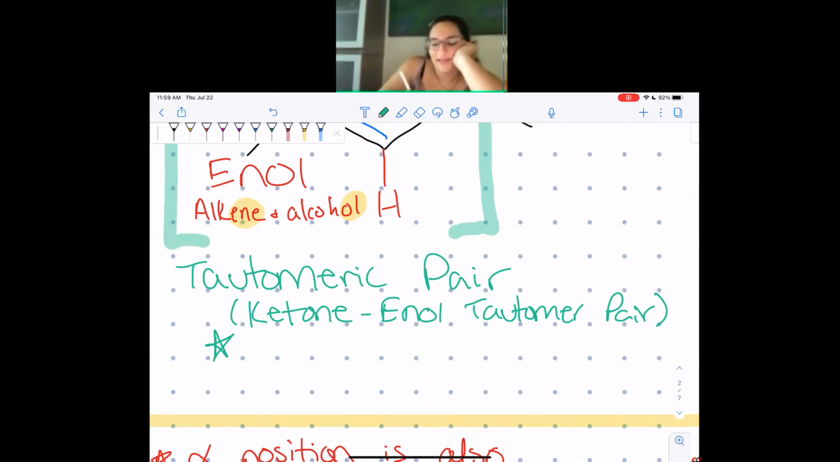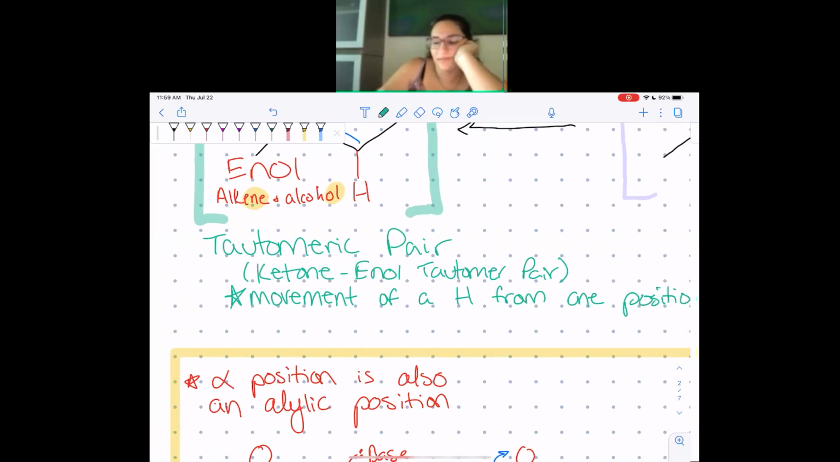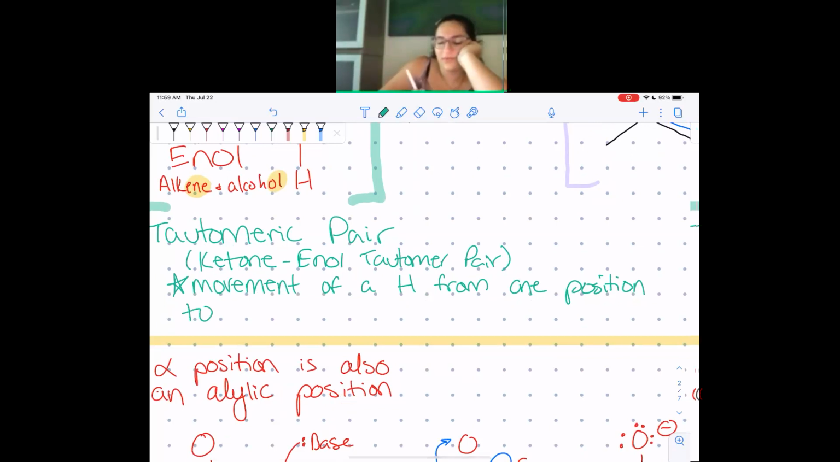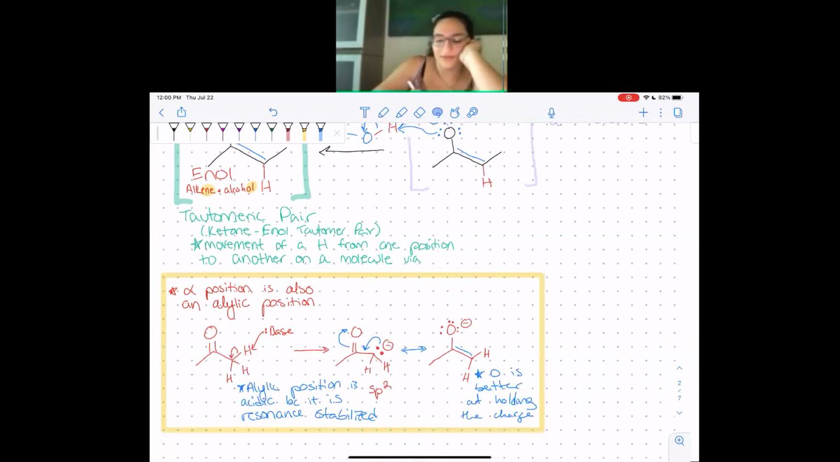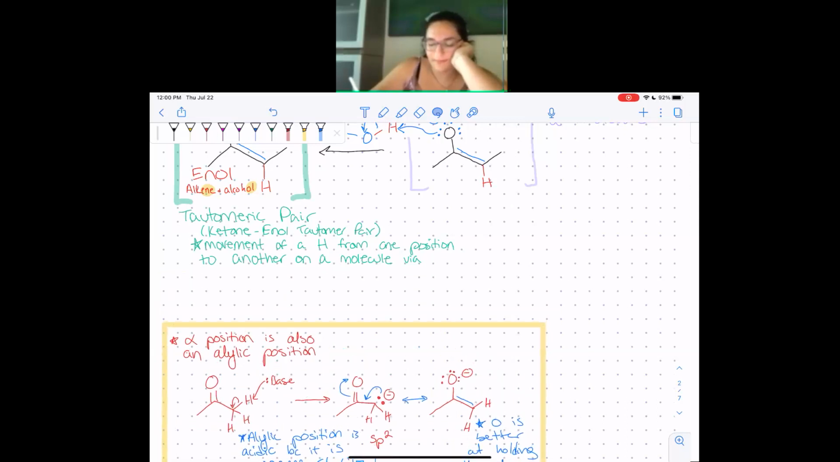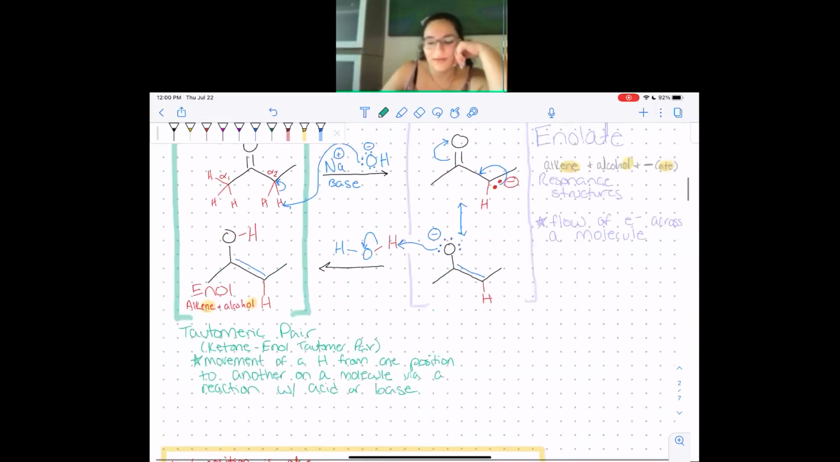Versus tautomers, I'm going to zoom in again. Tautomerization is the movement of a hydrogen from one position to another on a molecule via acid. Oopsie. I'm going to move this down just so I don't run out of room. I'm so sorry. So we're going to say this is a movement of a hydrogen from one position to another on the same molecule via a reaction with acid or base. And I'm going to zoom back out so you can see the whole thing together.